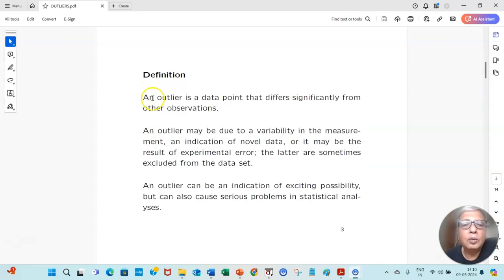Start with the definition. An outlier is a data point that differs significantly from the other observations. An outlier may be due to variability of measurement, an indication of novel data, or maybe the result of an experimental error. The latter are sometimes excluded from the dataset. An outlier can be an indication of an exciting possibility, but can also cause serious problems in statistical analysis. So in general, when we analyze data, we remove the outliers for better results, so that we can apply any type of estimate, not only the robust estimate. There are many theories behind it.